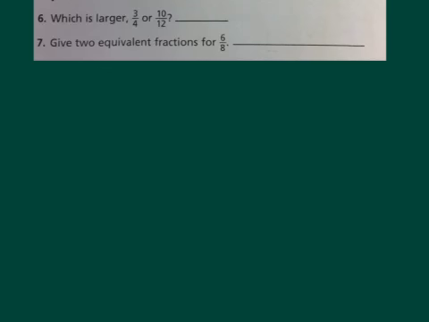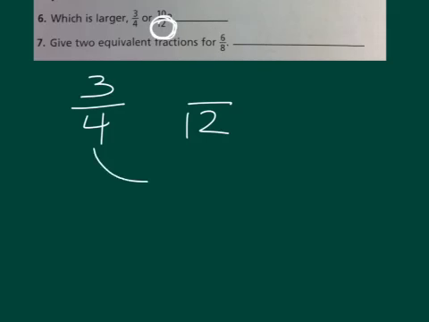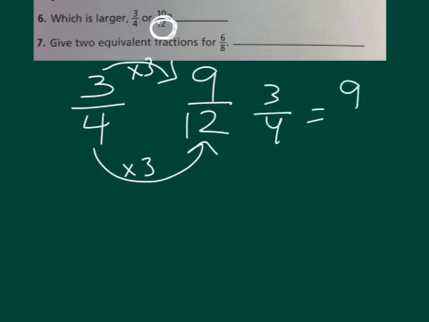Then for number 6, I'm going to change 3/4 into twelfths. So if I think, okay, I multiply this 4 times 3, so I multiply the 3 times 3, and I get 9. So 3/4 is the same thing as 9/12. So which is bigger? I'm going to now erase this here. If 3/4 is the same thing as 9/12, which is bigger, 9/12 or 10/12? And we know that 10 is bigger than 9, so 10/12 is bigger than 9/12.